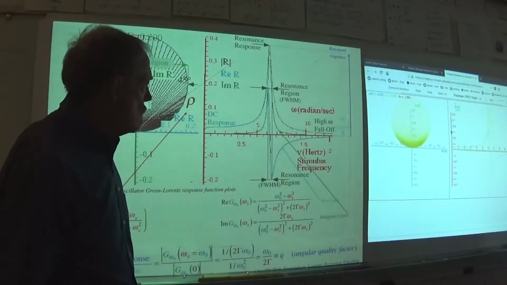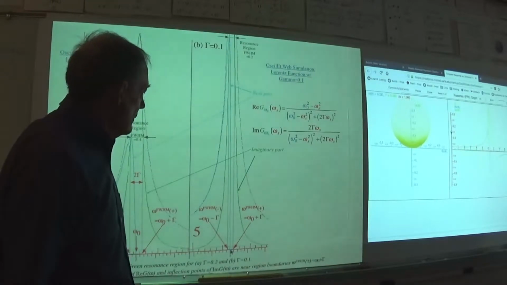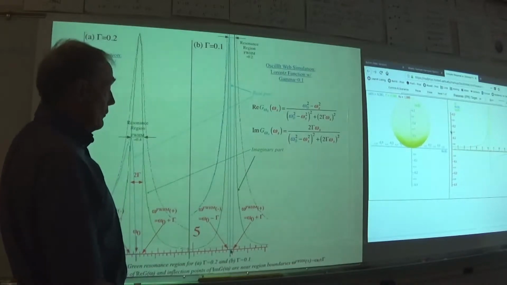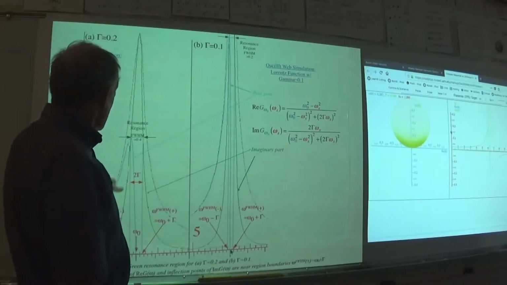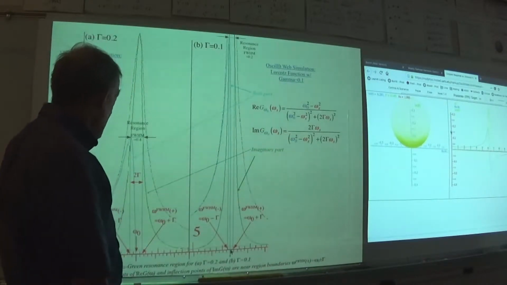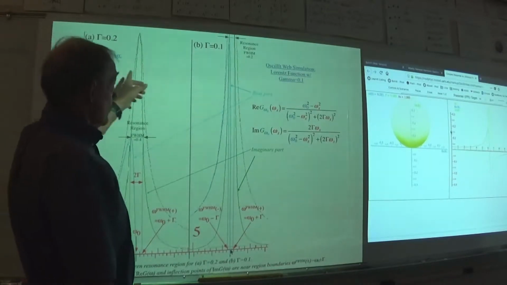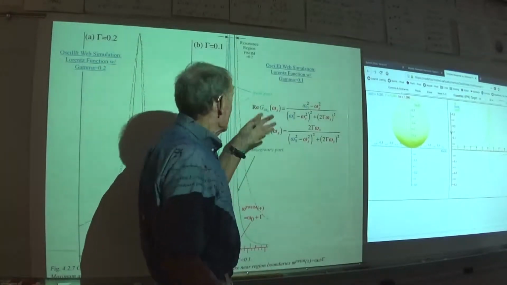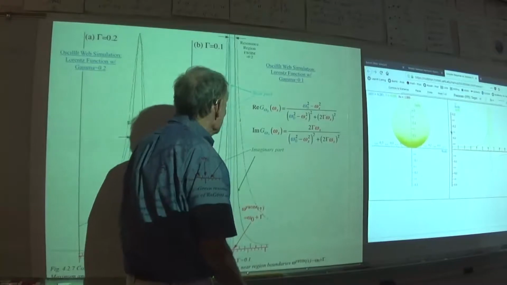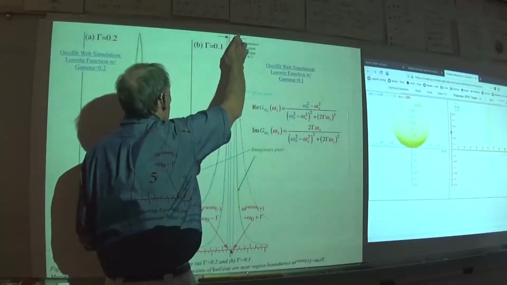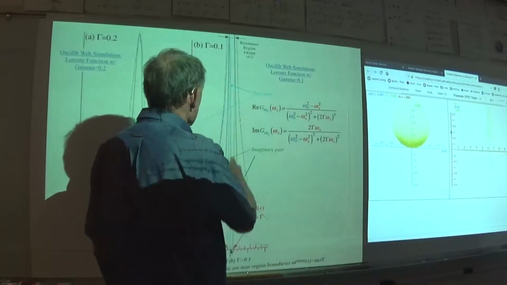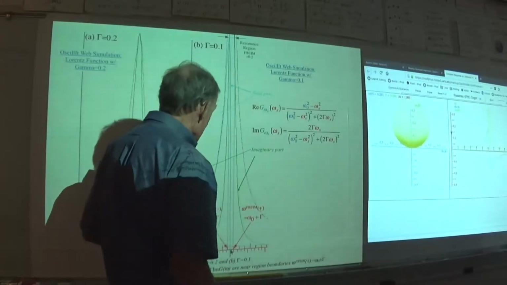Now, I think we could probably go on here just pointing out that if you go from gamma equal 0.2, which is what we started with here, and here's a blow up of both of these plots. But as soon as I go to 0.1, I double how high that thing goes. It's way up there, right? And the halfway point is about where the top of this one is. Very close to that. And this is now the halfway point for this resonance, okay?